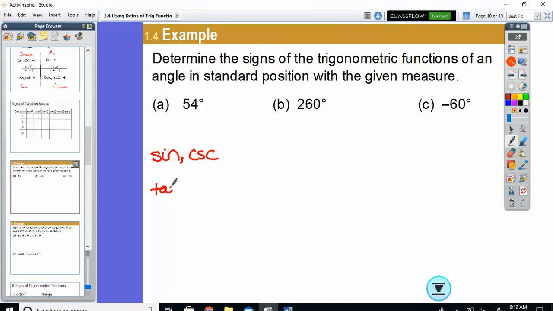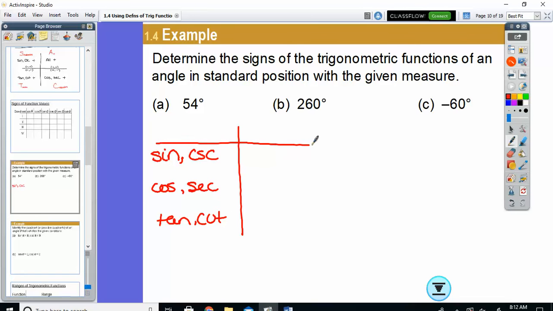Cosecant. Let me do it in the same order I normally do. Cosine and which one are the same? Secant, because they're reciprocals, and tangent will always be the same as cotangent. Okay.